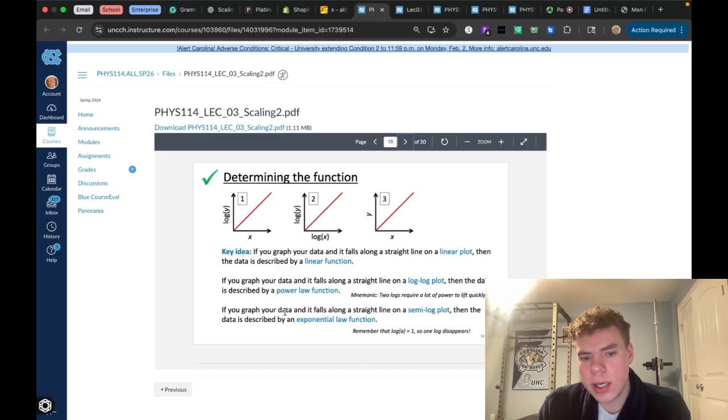If you graph your data and it falls along a straight line on a semi-log plot, then the data is exponential. Yeah, so that's good information.